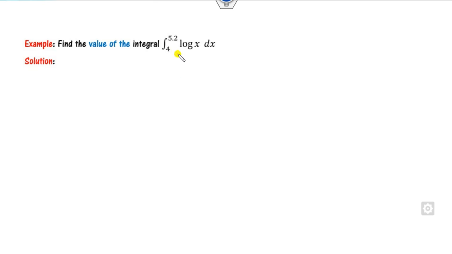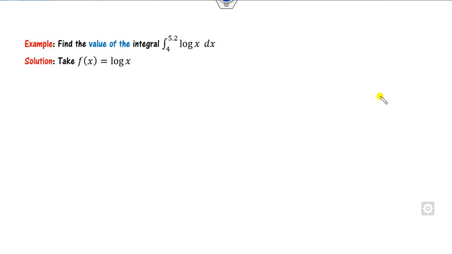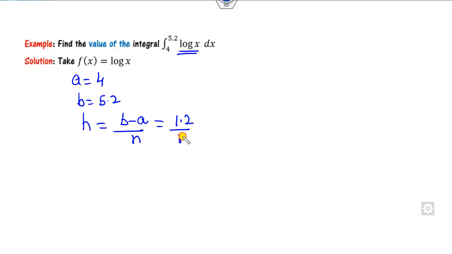Now you can see that they are talking about evaluating the value. They are not saying you must use the composite trapezoidal rule. It means you may use either the composite trapezoidal rule or the simple trapezoidal rule, like whether you take n not equal to 1 or you take n is 1. That's your choice. Fine. So f of x is this, a is 4, b is 5.2. So h will be (b - a)/n, that is 1.2 over n.